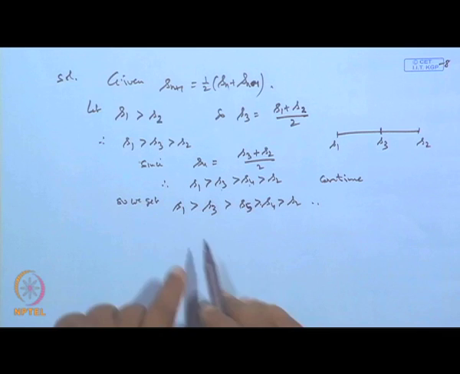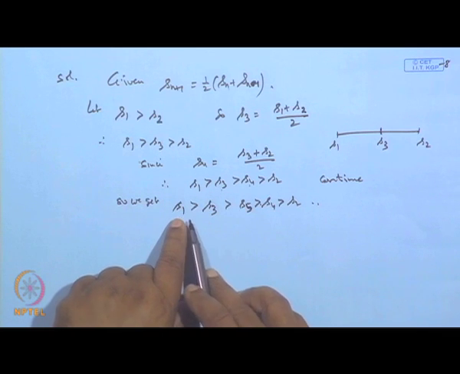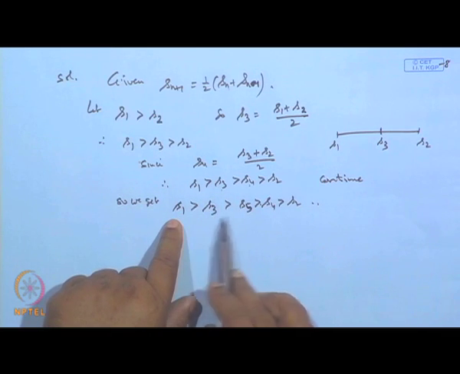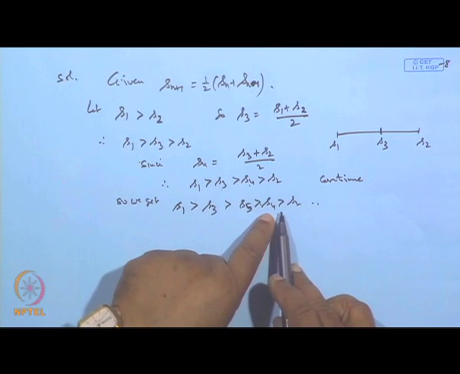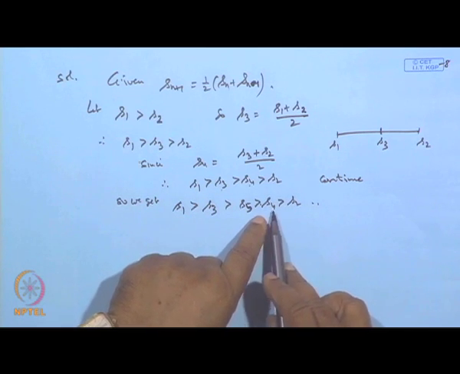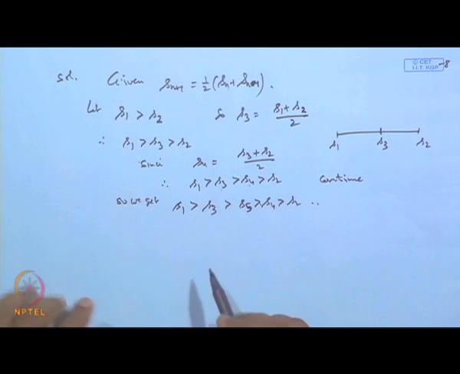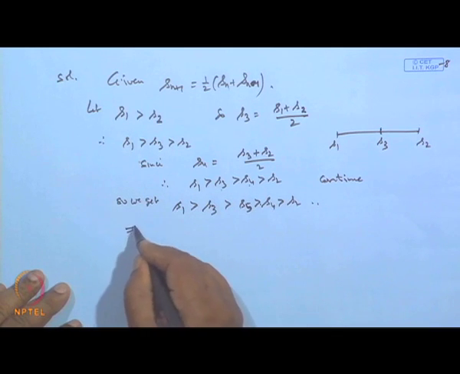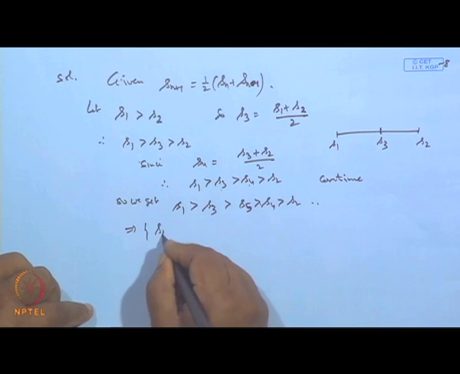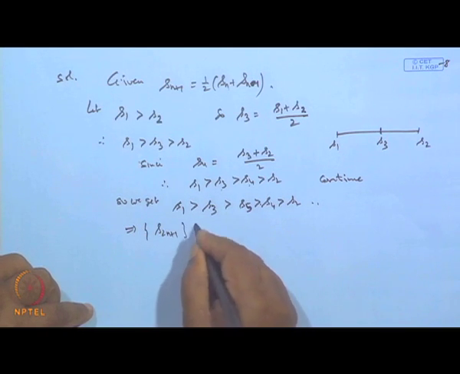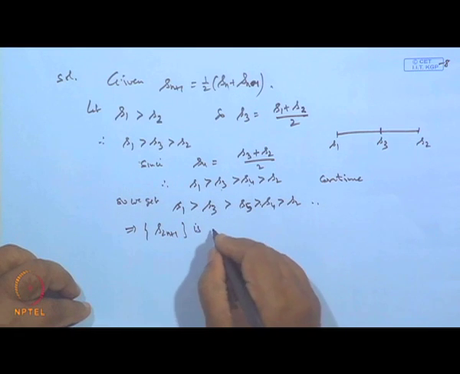So, what we get? When the suffixes are odd, S1, S3, S5, it is decreasing. When the suffixes are even, it is increasing, S2, S4, S6 and so on. So, basically this implies the sequence of the odd terms S(2n+1) is a monotonic decreasing sequence.